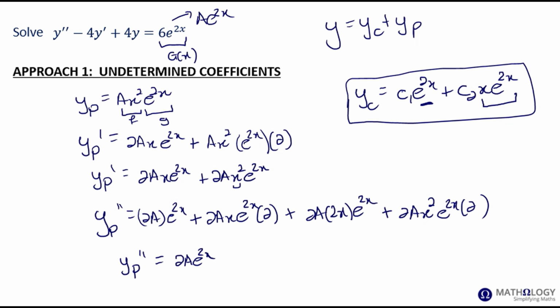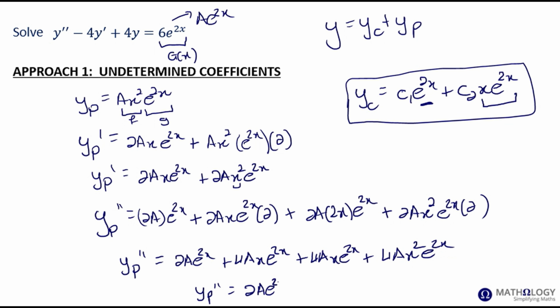So just cleaning this up, the double derivative is 2a e to the 2x plus 4ax e to the 2x plus 4ax e to the 2x plus 4ax squared e to the 2x, which will just simplify to 2a e to the 2x plus 8ax e to the 2x plus 4ax squared e to the 2x.